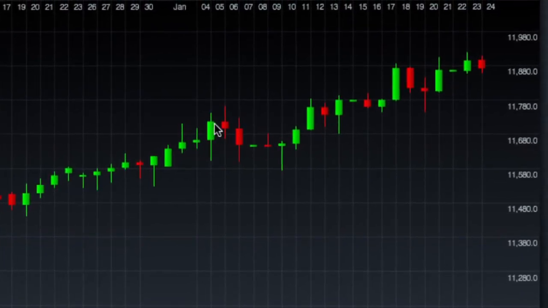If we then move on to the next candle, you can see this one is red. That's because it's gone down in value since the previous period. If it's red, it means that the opening price is at the top and the closing price is at the bottom. Once again, we've got these little wicks at the top and the little wicks at the bottom that represent the highest and the lowest levels, and it keeps on moving on. So let's move on to the next one.